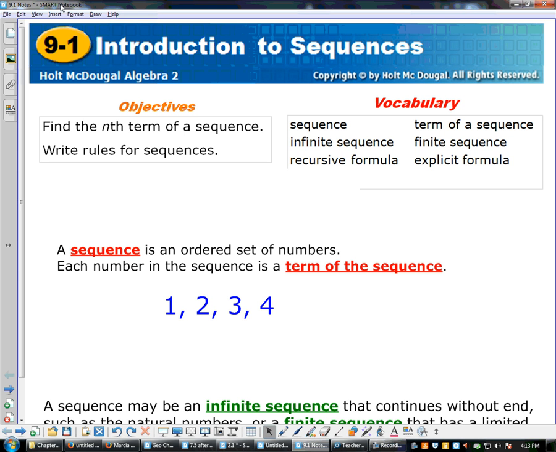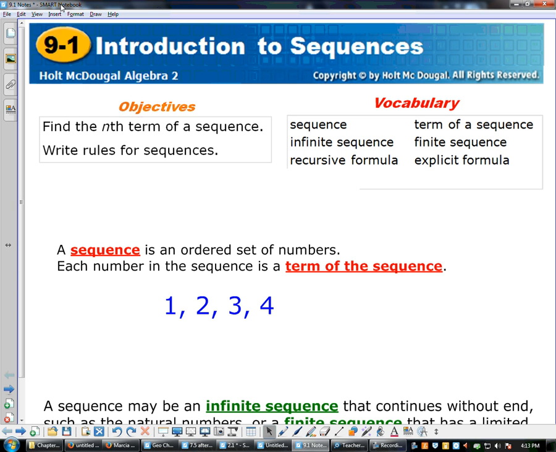And Miss Bella here. And we're looking at section 9-1, Introduction to Sequences. The objectives in this section are to find the nth term of a sequence and write rules for sequences, and your vocabulary is sequence, infinite sequence, recursive formula, term of a sequence, finite sequence, and explicit formula. And this is the first section in a chapter that we're looking at on sequences and series.